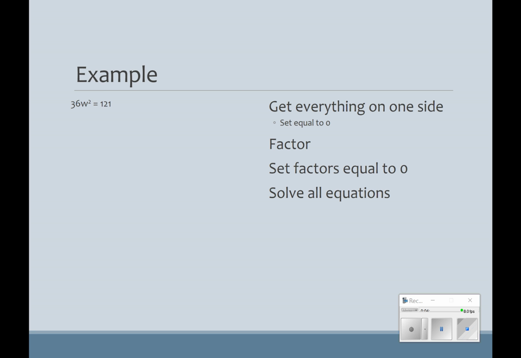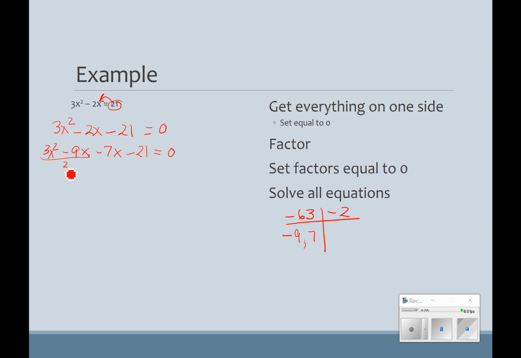So remember, we're going to split the middle term so that we get 3x squared minus 9x minus 7x minus 21 equals 0. I'm going to use factor by grouping, so I'm going to factor out a 3x here. So I get 3x times x minus 3. I'm going to factor out a negative 7, and I'm going to get x minus 3.